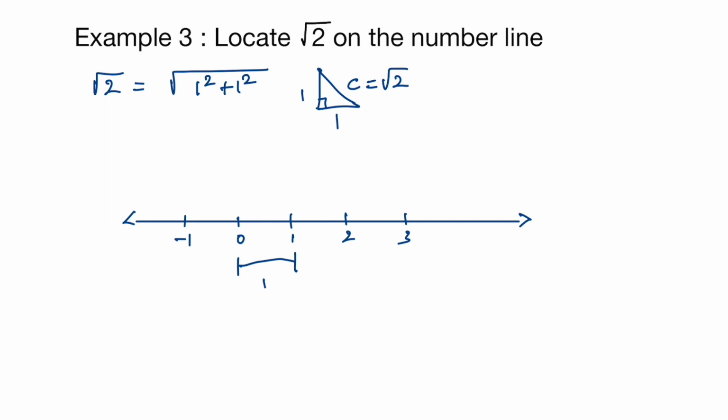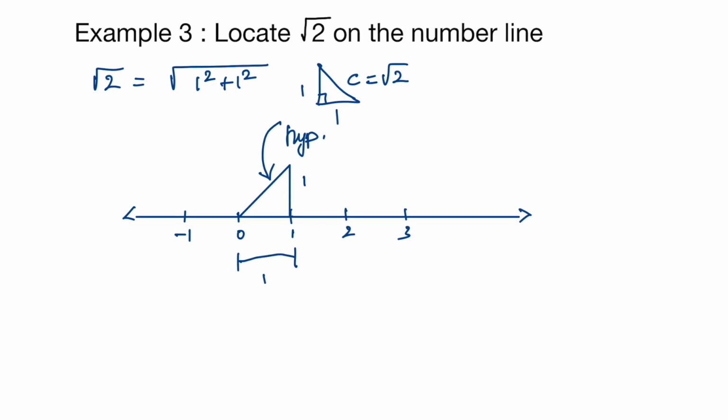Now what I am going to do is construct another line which is of 1 unit as well, which is perpendicular to the number line. Now if I join 0 with this, this portion is a hypotenuse, and this value is 1 and this value is also 1. So let me just number this so it would be easier for you to understand.